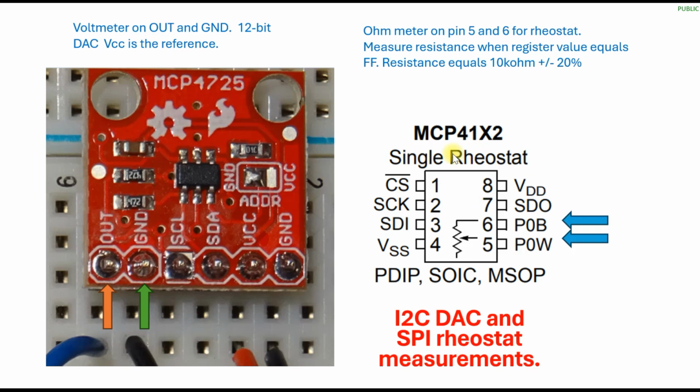Coming over here to the right, these are the SPI connections. We have the serial data in, which is going to be connected to master out, slave in. This is the serial clock, which will be the serial clock on the Arduino. And this is going to be pin 4 on the Arduino that selects that particular chip. To measure the resistance of the rheostat, that'll be done with the Elvis meter between pin 6 and pin number 5.